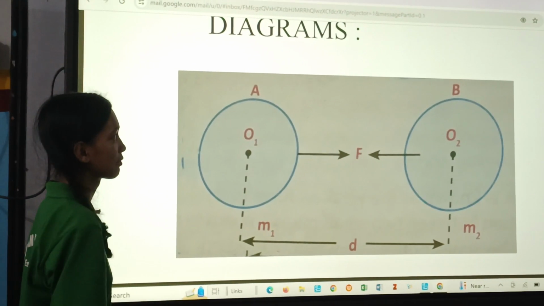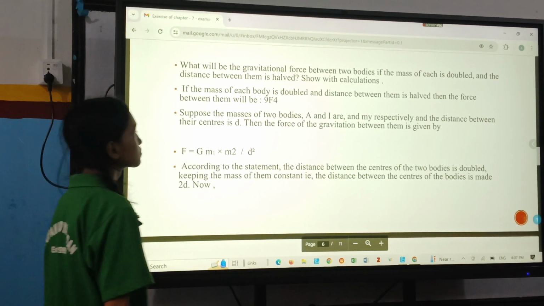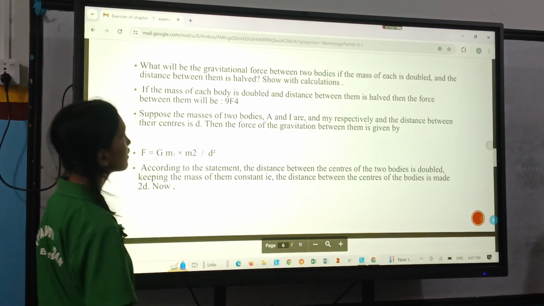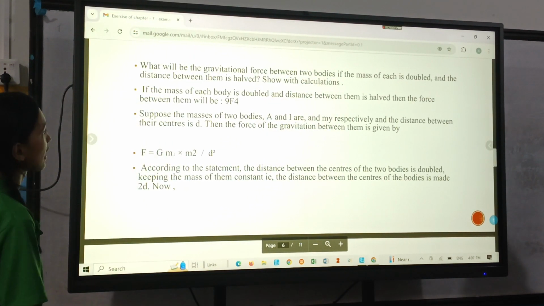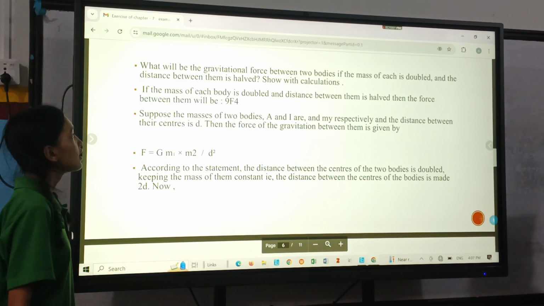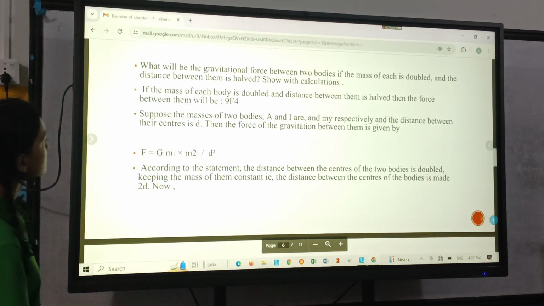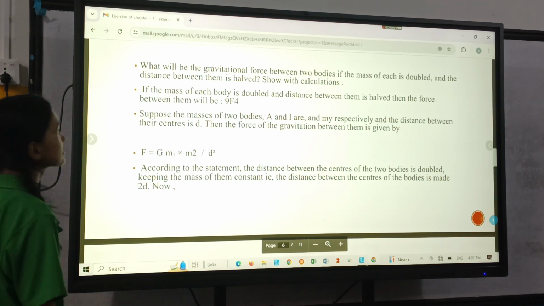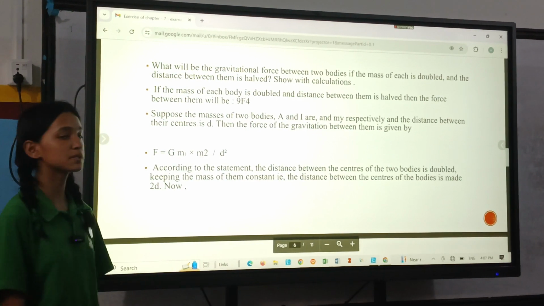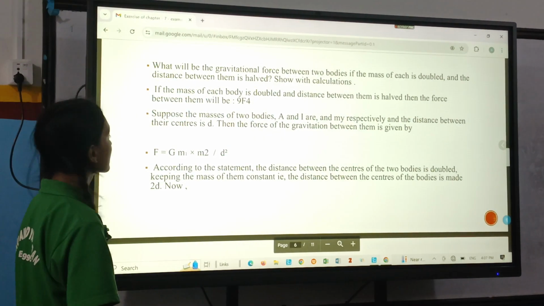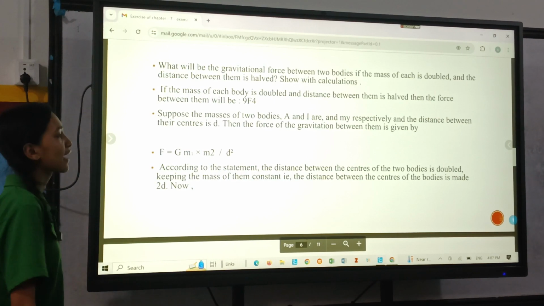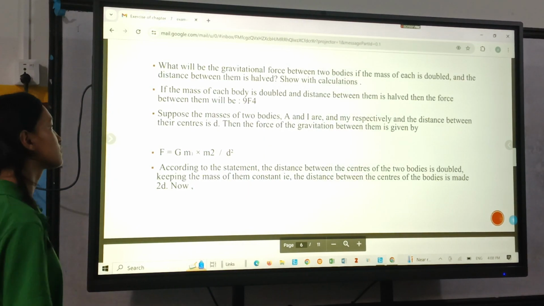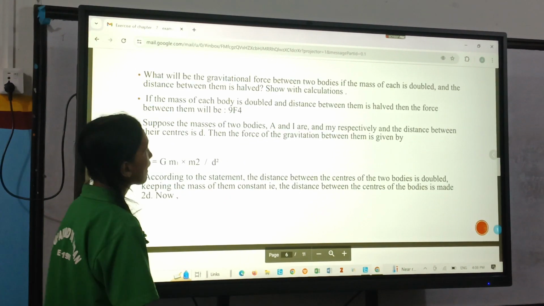The gravitational force between two bodies if the mass of each is double and the distance between them is half. So with calculations, see, if the mass of each body is double and the distance between them is half, then the force between them will be 16F.